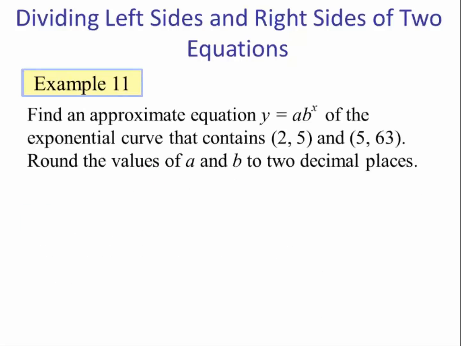Example 11. Find the approximate equation y equals a times b to the x power of the exponential curve that contains (2, 5) and (5, 63). Round the values of a and b to 2 decimal places. Unlike example 10, where we're given the y-intercept, we're given 2 points and we don't know what the y-intercept is. We have to find it.